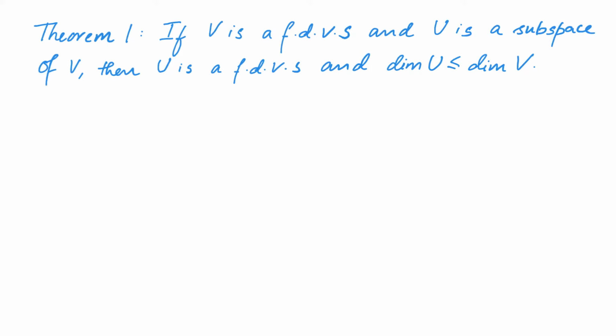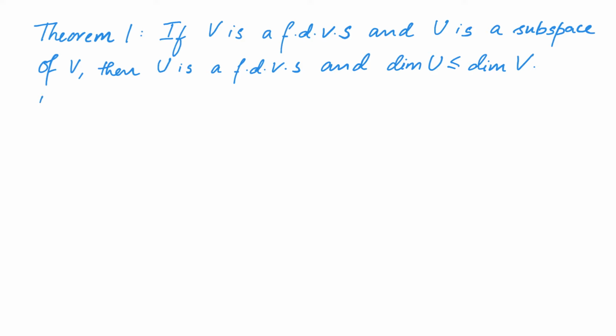In this video, we will prove some properties of basis and dimension. First, we will show that every subspace of a finite dimensional vector space is another finite dimensional vector space. Moreover, the dimension of the subspace is less than or equal to the dimension of the vector space. Let us try to see a proof of this fact.